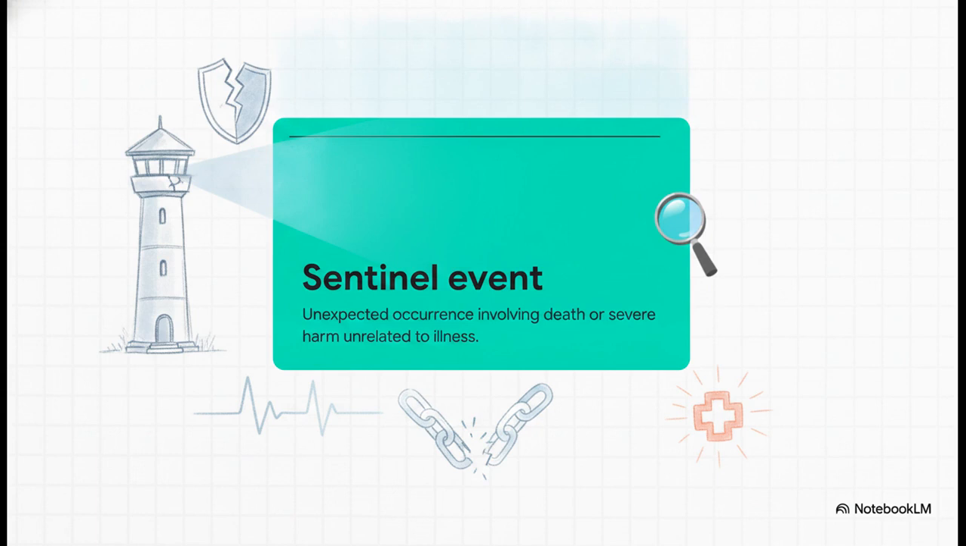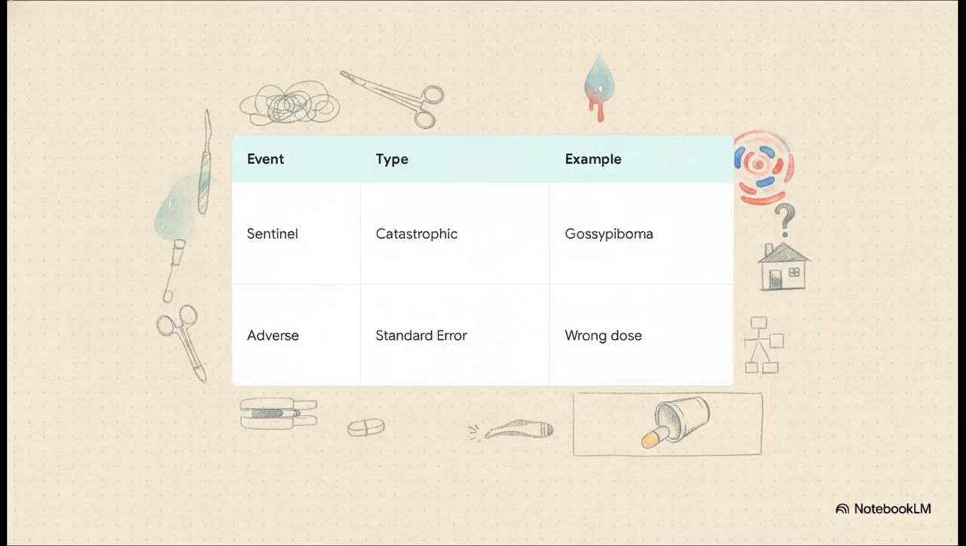This is an unexpected occurrence involving death, permanent harm, or severe temporary harm, entirely unrelated to the underlying illness, requiring an immediate root cause analysis. Here are your exam pearls. Classic sentinel examples include gossypiboma, ABO incompatibility, and wrong family discharge. The system's distinction is crucial. An adverse event is a standard error, while a sentinel event is a catastrophic systemic breakdown.